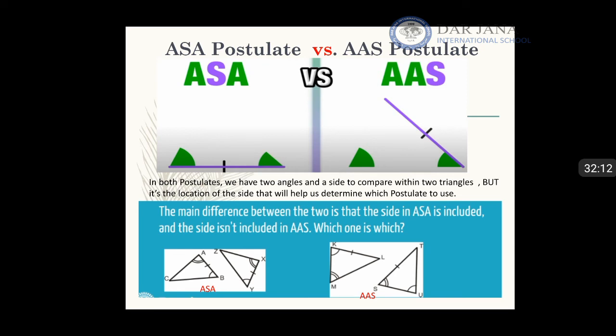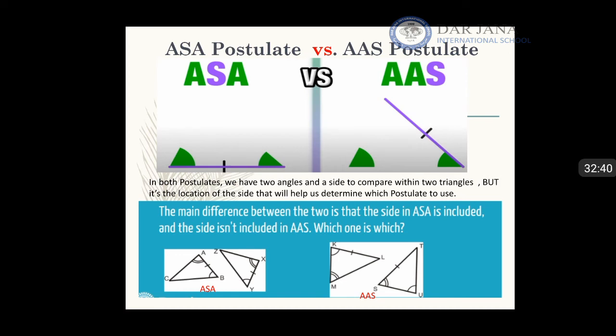So what about the side? Is KL the side included within the two angles K and M? No, KL is the side that's not included within the two angles. So here, is it the angle, side, angle postulate we're going to use, or the angle, side postulate? We're going to use the angle, side postulate, since KL is congruent to ST and those two sides are not the included side within the angles we have.